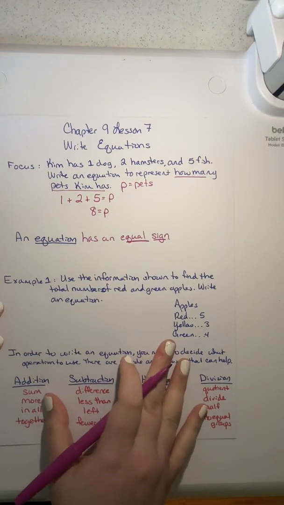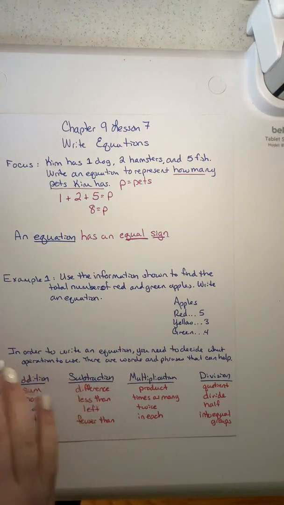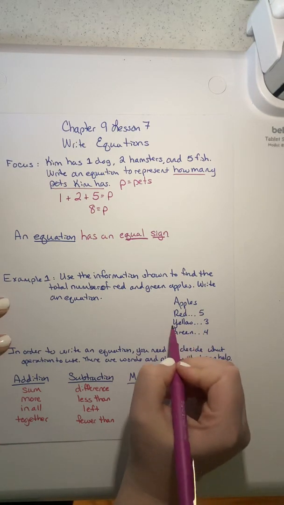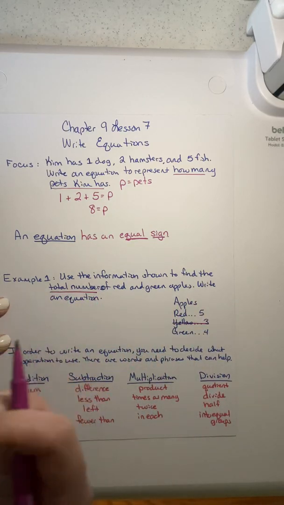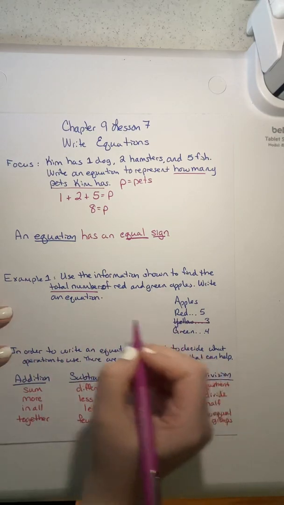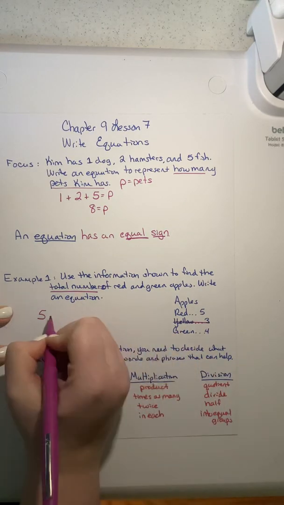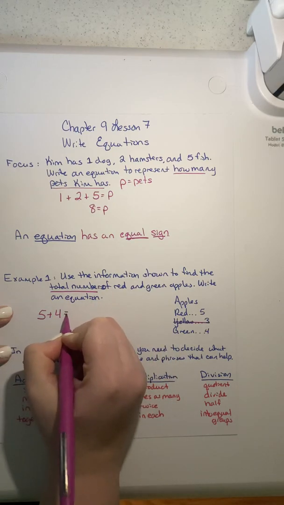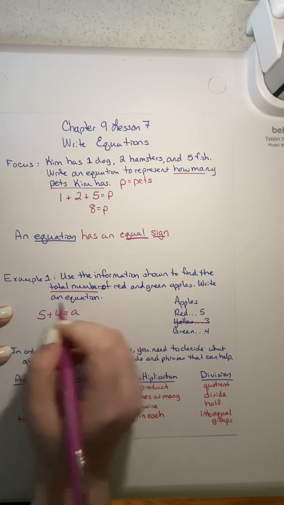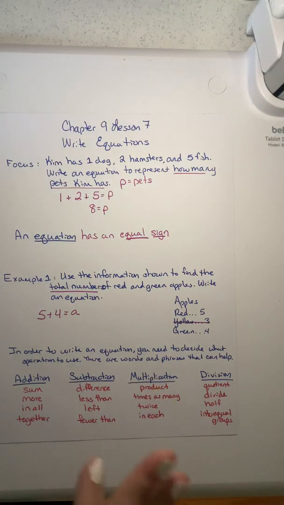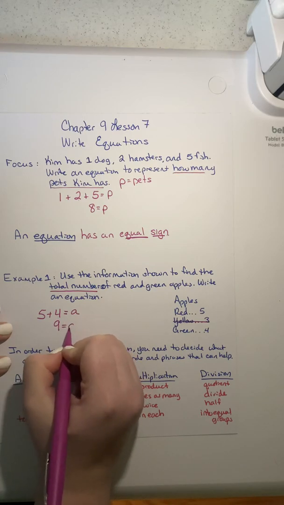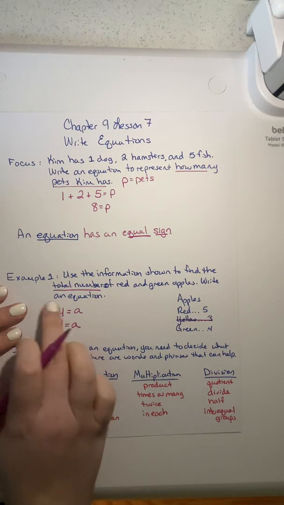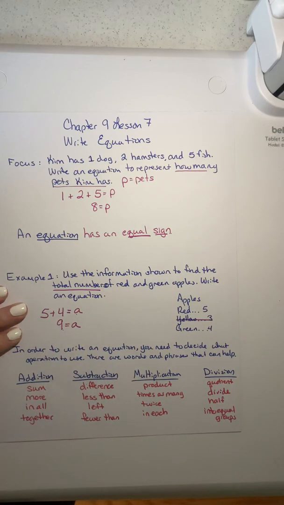expression. Okay, so example 1, use the information shown to find the total number of red and green apples. Write an equation. So we're not worried about yellow, so I'm gonna work that out. So it wants to find the total number. That means it is wanting addition. So we're going to do 5 red and 4 green. And I'm going to write A for apples because I'm going to use that as a variable. I'm going to try to start using variables more. So we have 5 plus 4 equals 9 apples. Okay, so we wrote the equation with a variable and we solved it.